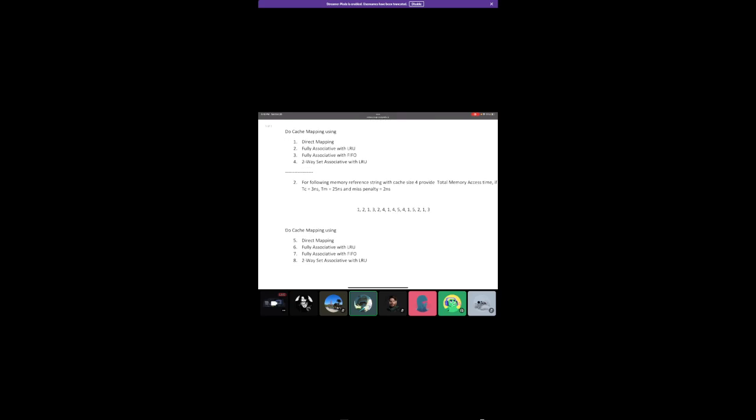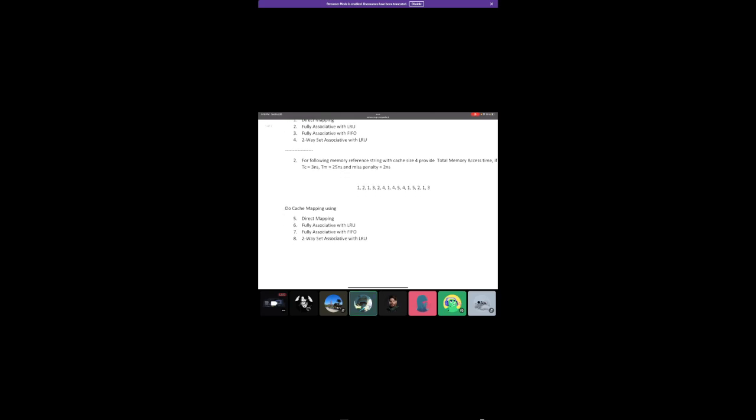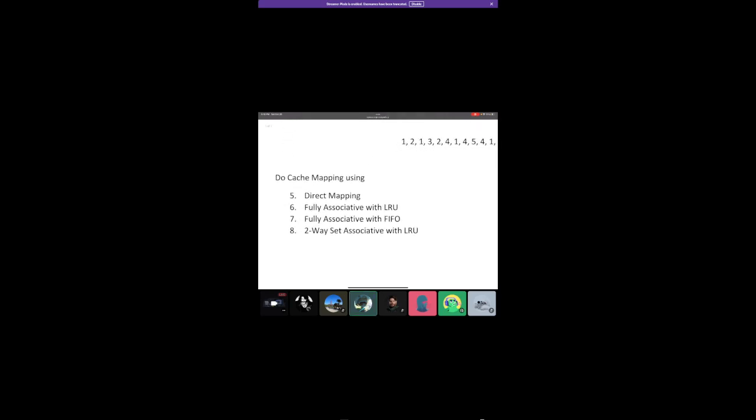Should we just do two-way set associative really quickly and then move on? Probably, yeah. Also the difference between FIFO and LRU.